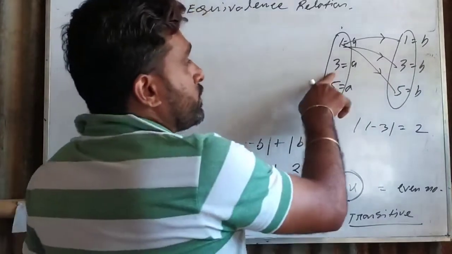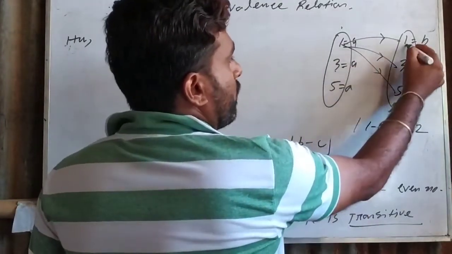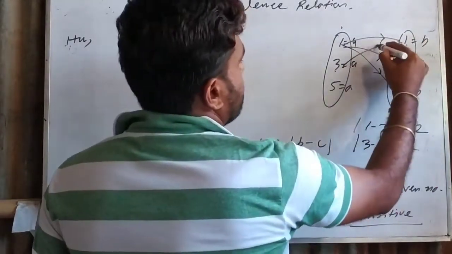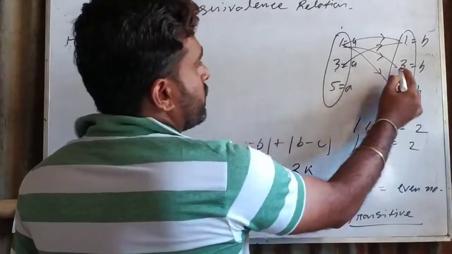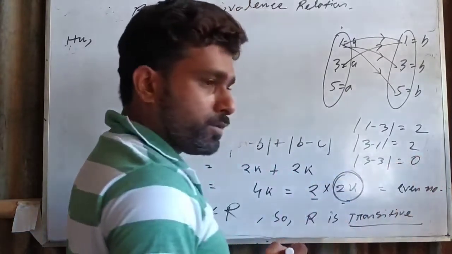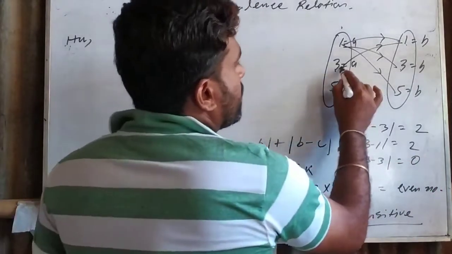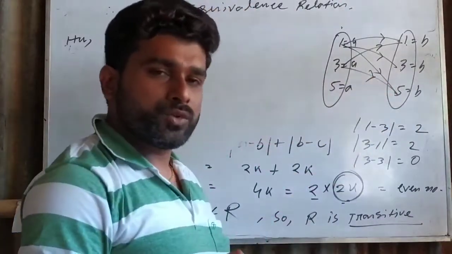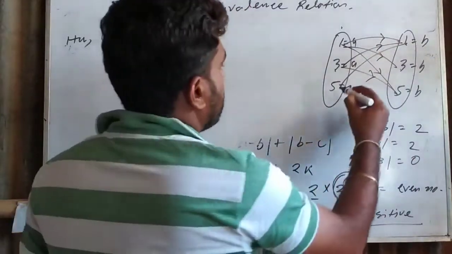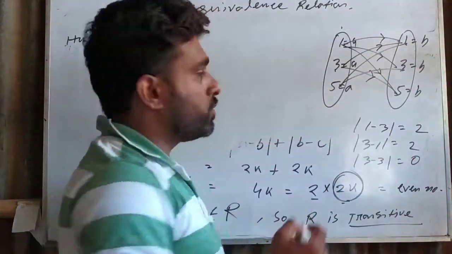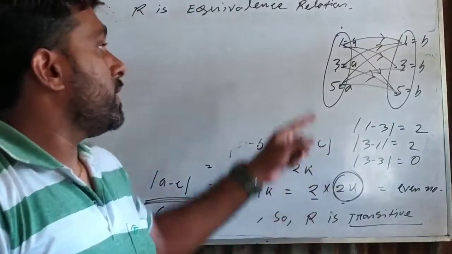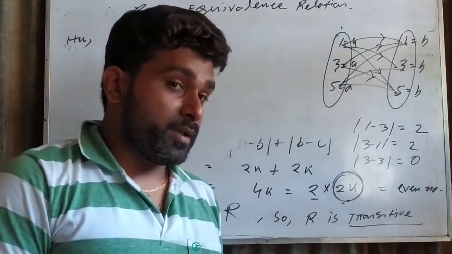Okay. If you choose 3, 3 and 1: mod of 3 minus 1, answer is 2. Even number. That means there is a relation between 3 and 1. 3, 3: 3 minus 3, answer is 0. Okay. So 0 is an even number. 3, 5: answer is 2. 2 is an even number. 5, 1: 4. 4 is an even number. 5, 3: 2. Even number. 5, 5: 0.